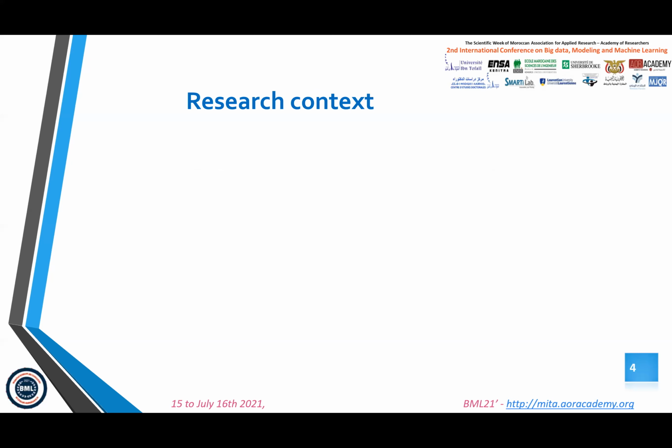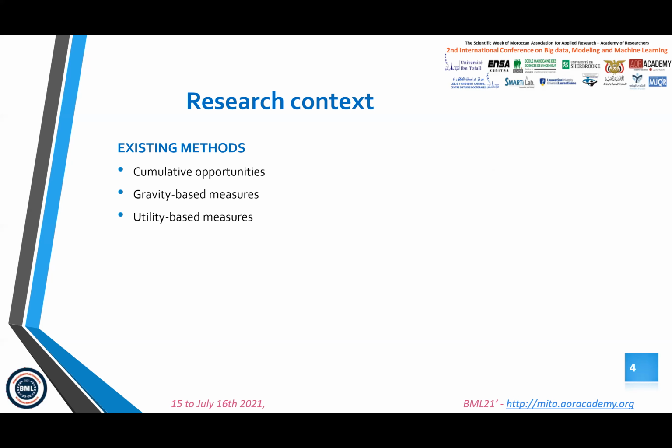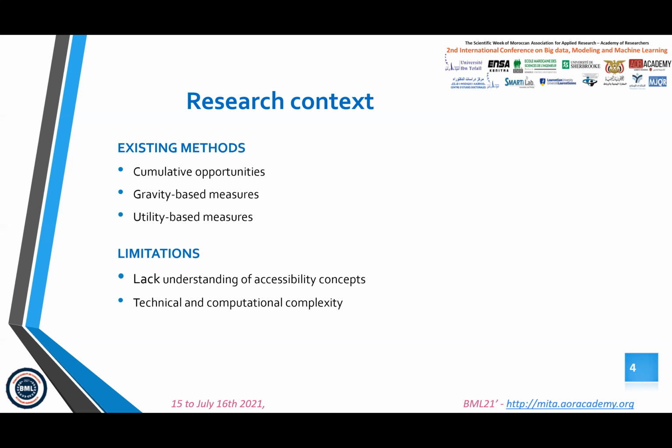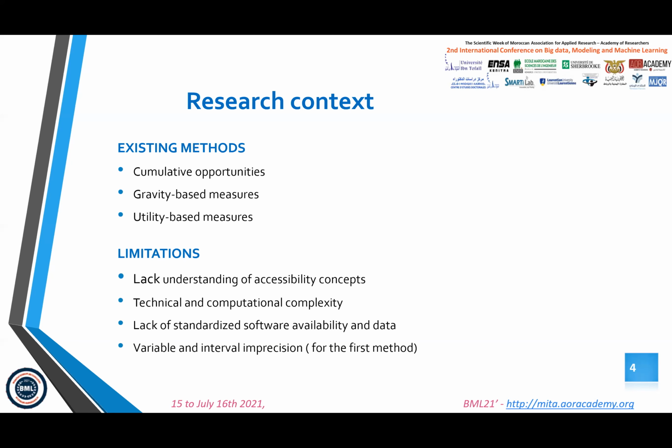To begin with, according to the accessibility literature, there are three methods of measuring accessibility: cumulative opportunities, gravity-based measures, and utility-based measures. These methods present several issues and limitations, namely the lack of understanding of accessibility concepts among politicians and non-modelers, technical and computational complexity, lack of standardized software availability, and data imprecision concerning variables and intervals for the first method. Therefore, all methods presented above calculate accessibility as a function of transport system parameters like cost, travel time, and distance.